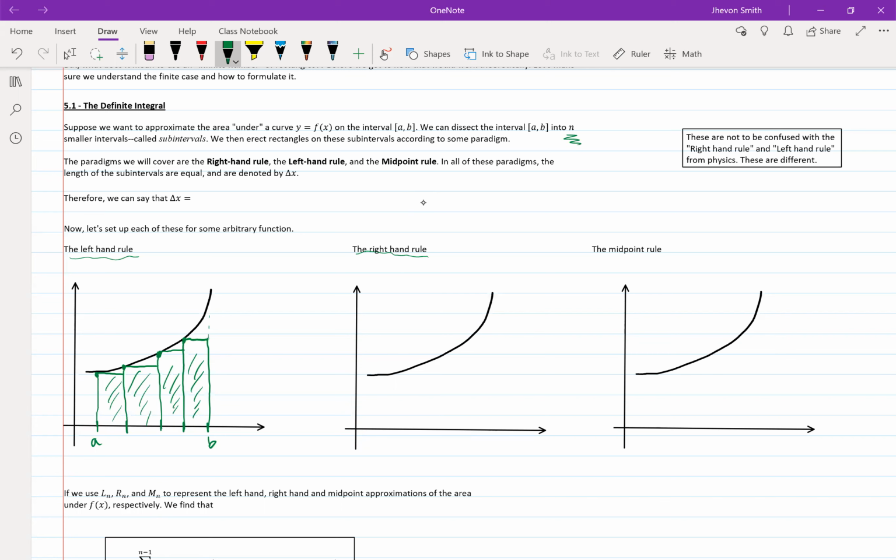There's another way to actually go about this called the right-hand rule. Now, the idea is very, very similar. The difference is this time we're going to let the right side determine the height. So the right side goes up, touches the function, that will determine the height of that rectangle.